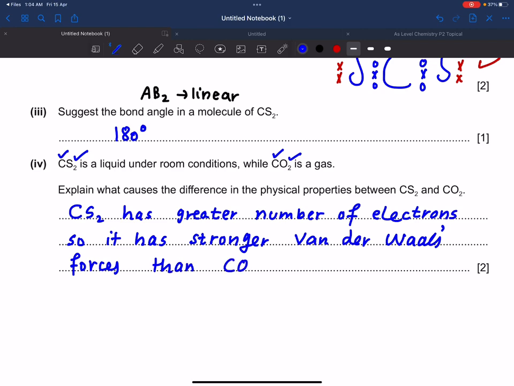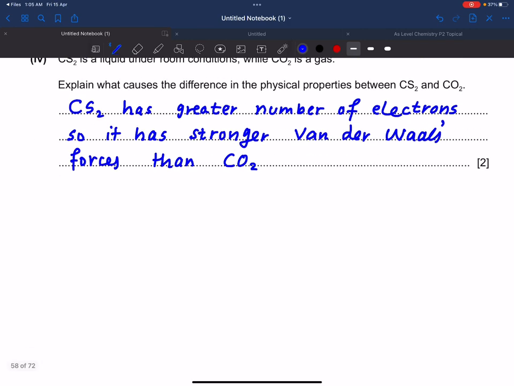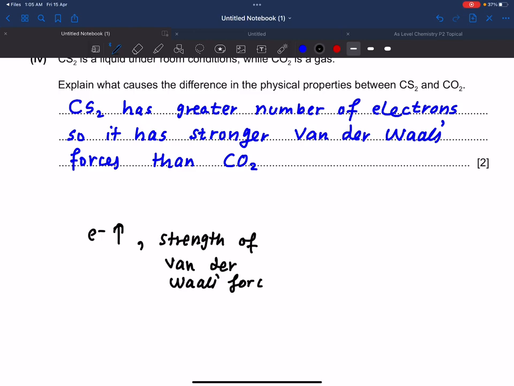Look, when the number of electrons increases, it means that the strength of van der Waals forces also increases. You gotta remember this rule, that the strength of van der Waals forces also increases. So you just gotta remember this rule.